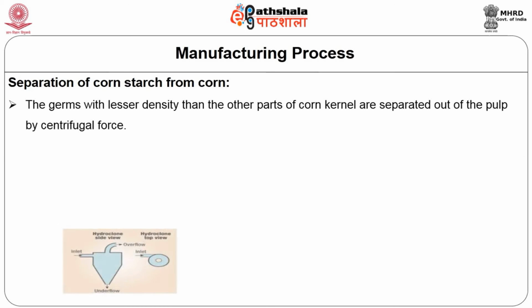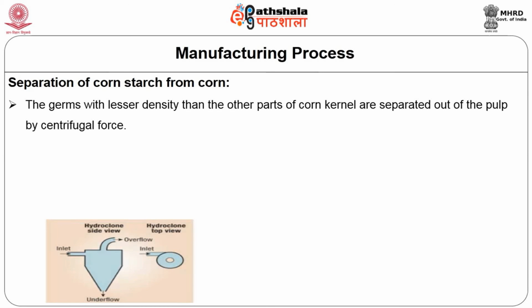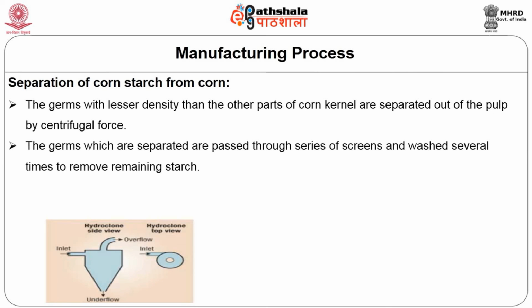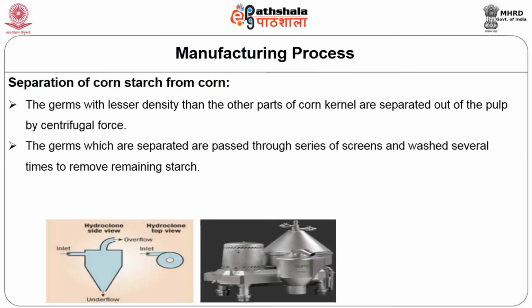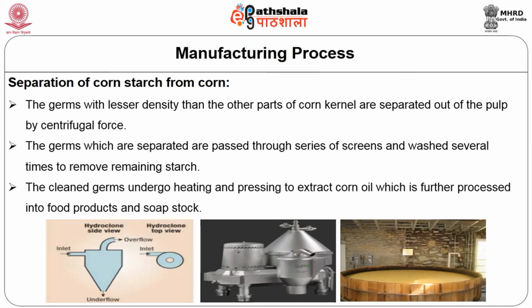The germ, with lesser density than other parts of the corn kernels, is separated out of the pulp by centrifugal force. The separated germ is passed through a series of screens and washed several times to remove remaining starch. The clean germ undergoes heating and is pressed to extract corn oil, which is further processed into food products and soap stock.